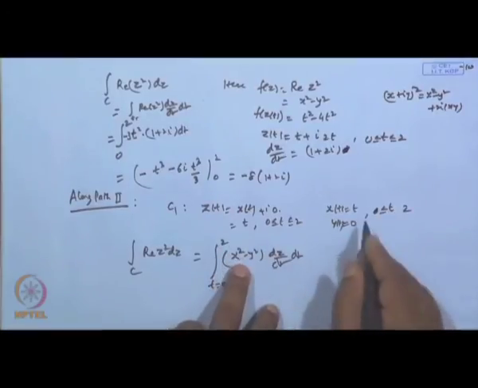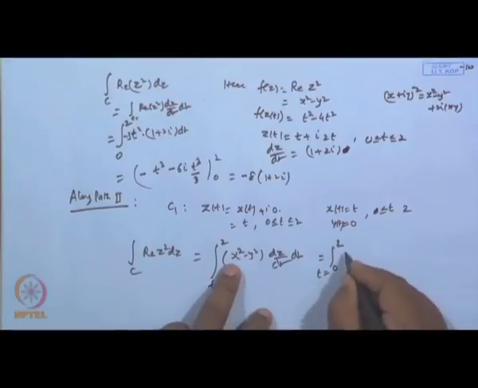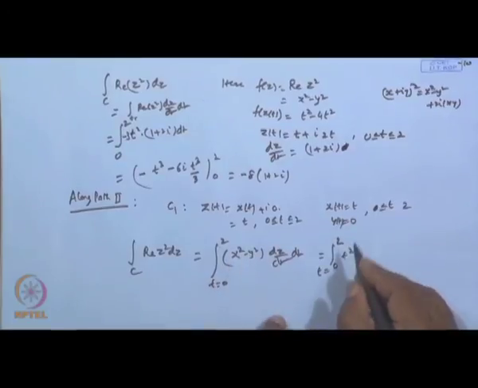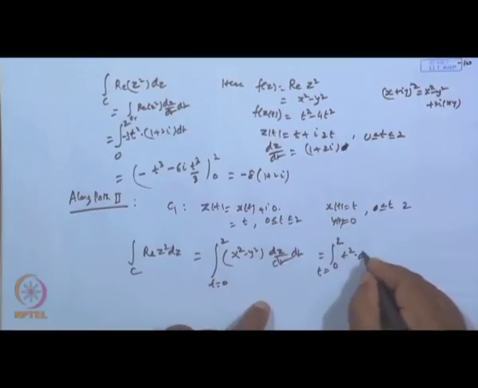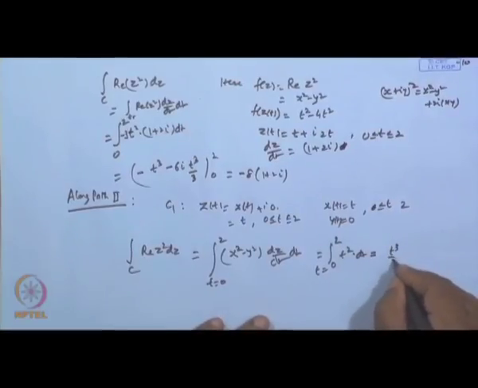Substitute the values of x and y. X is t, so from 0 to 2, t squared, and then dz by dt becomes 1. So the integral of t squared dt, and that value will come out to be t cubed by 3 from 0 to 2. So, it is 8 by 3.